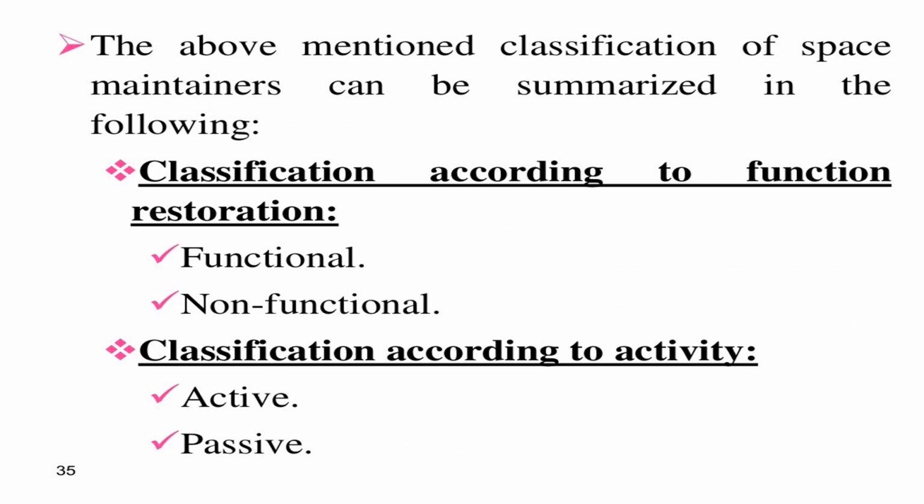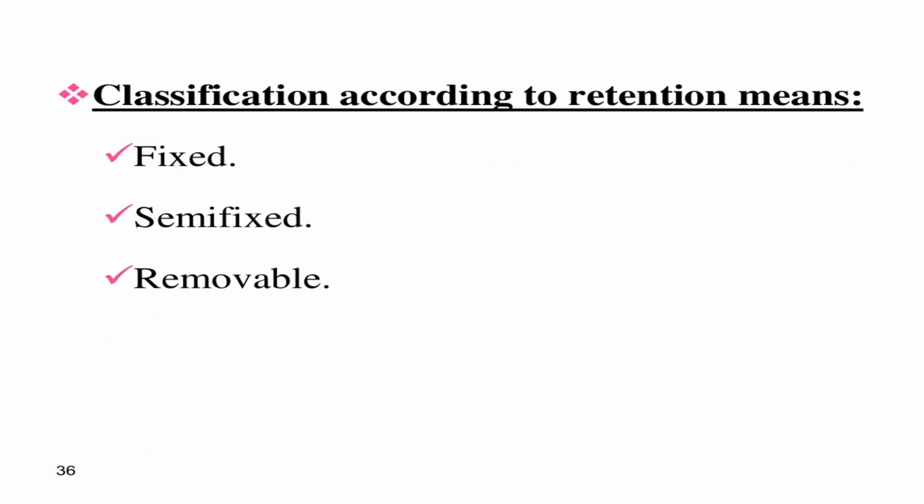The above-mentioned classification of space maintainers can be summarized in the following. Classification according to function: restoration, functional, non-functional. Classification according to activity: active, passive. Classification according to retention means: fixed, semi-fixed, removable. Thank you.